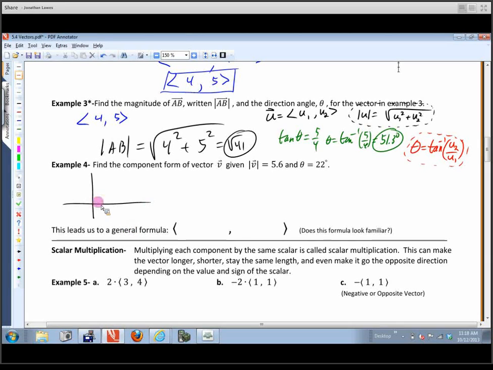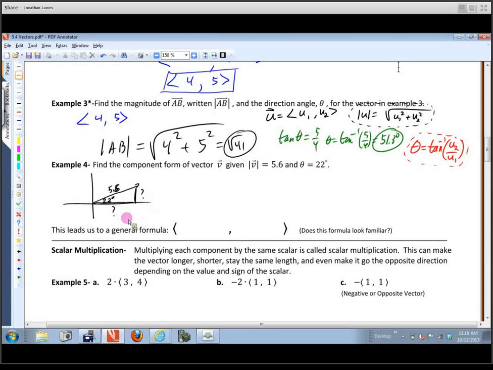We've got 22 degrees, so about like that, and this is 5.6. So here's vector v, and this is 5.6 units long, and this is 22 degrees. And what we want to find is what this is in component form. So I want to figure out this, and I want to figure out this right here. And that's my question, okay?